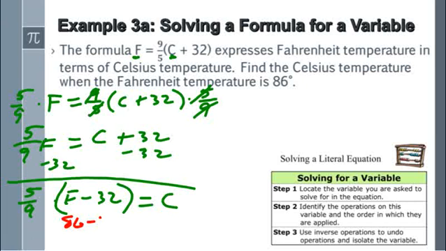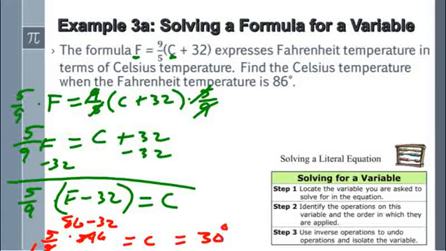So 86 minus 32 will give us 54, and then multiply that by 5/9. I can divide a 9 out of both, and I end up with 5 times 6, which will give us our Celsius. So Celsius has to equal 30 degrees for that problem. We did a little bit different method on that one, but this one will give us the answer of 30 degrees.